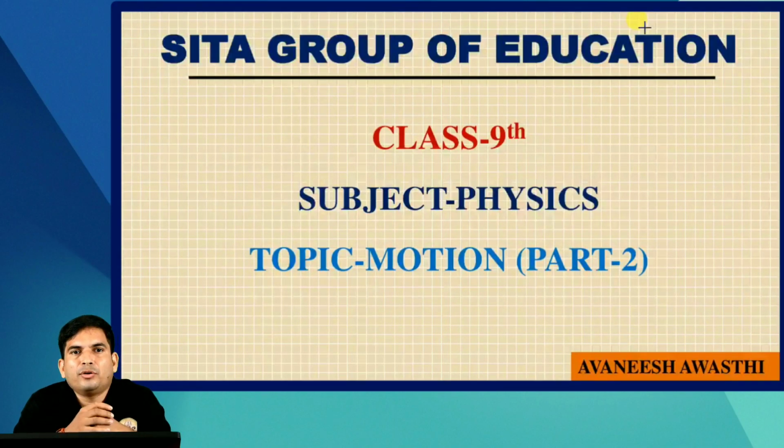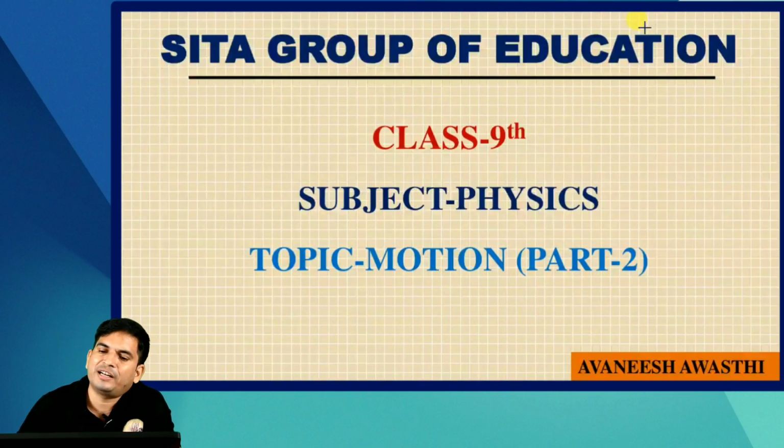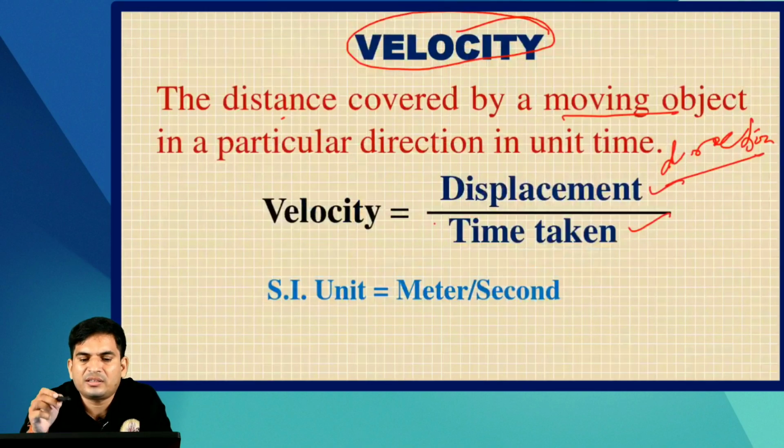In the previous video we talked about distance, displacement and the concept of motion. Which type of object can be at rest and which type of object can be in motion, we have discussed a lot. Here we are going to talk about motion, velocity, types of velocity and graphical representation. Let us start with it.